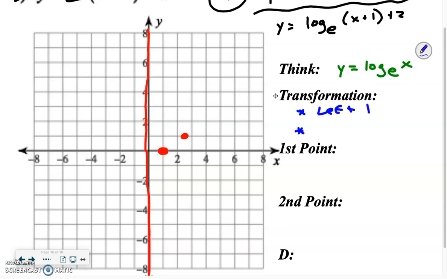Left 1, up 2. Good. So if this is the case, each of these points is going to move left 1, up 2. So left 1, up 2. Approximately right there. I think I went a little bit too high. Okay, what about my asymptote?